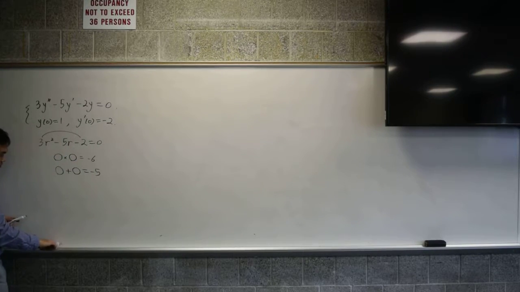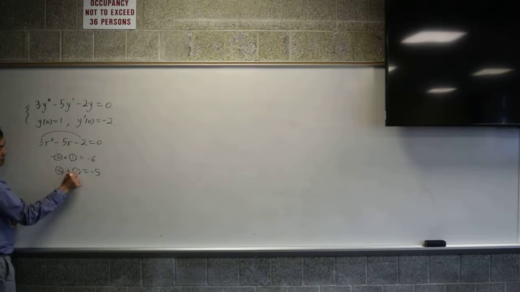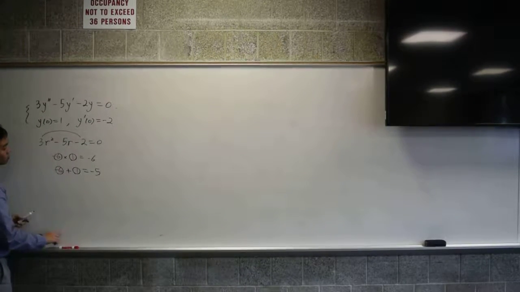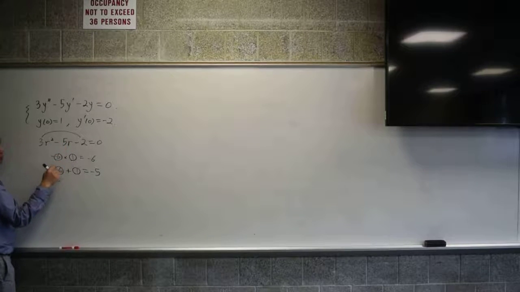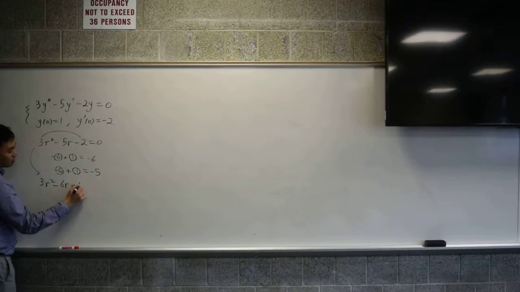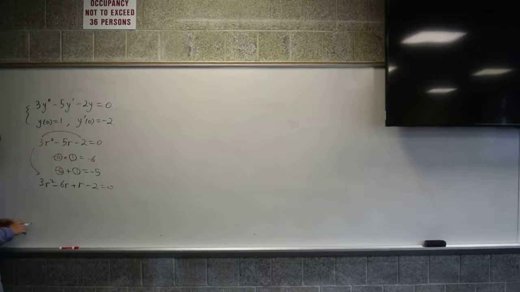What are those? Negative 6 and 1. Negative 6 and 1, right? So once you get a hold of these numbers, what you do is you split this middle one into negative 6r and 1r. So you rewrite this as 3r squared minus 6r plus 1r minus 2 equal to 0. And that's when the factor by grouping kicks in.